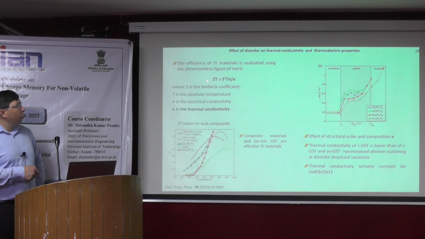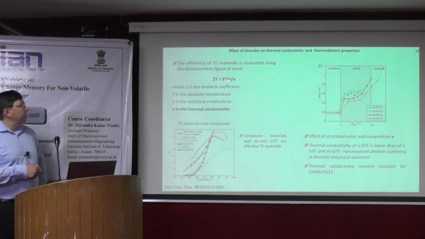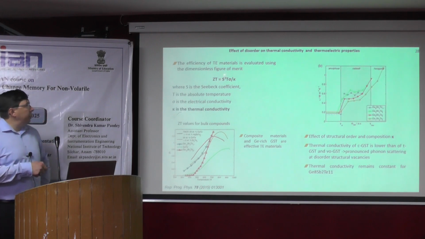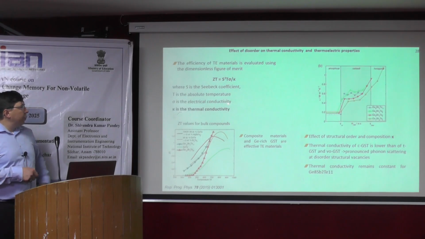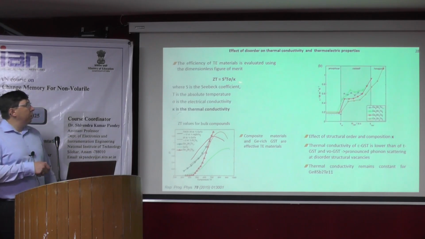It's the so-called figure of merit, and ZT is equal to S squared T sigma divided by kappa. S is the Seebeck coefficient, T is the absolute temperature, sigma is the electrical conductivity, and kappa is the thermal conductivity. And this is a very important parameter for thermoelectric materials.